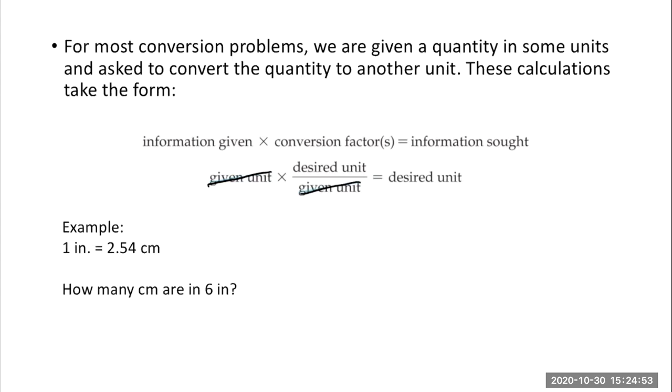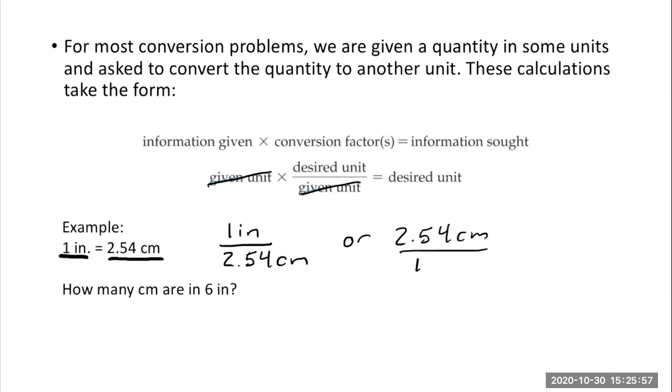For example, if we wanted to convert centimeters into inches, we have a conversion factor. Our conversion factor is 1 inch equals 2.54 centimeters. So if we were to try and write this calculation, we can write out this conversion factor as one of two ways. There'd be 1 inch on the top and 2.54 centimeters on the bottom, or we can write it as 2.54 centimeters on the top and 1 inch on the bottom. Either way, it's the same conversion factor. You're just flipping which side the unit is on.